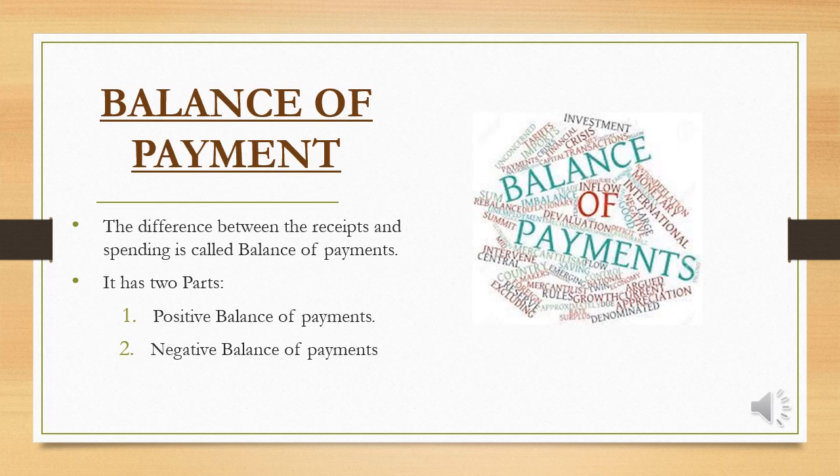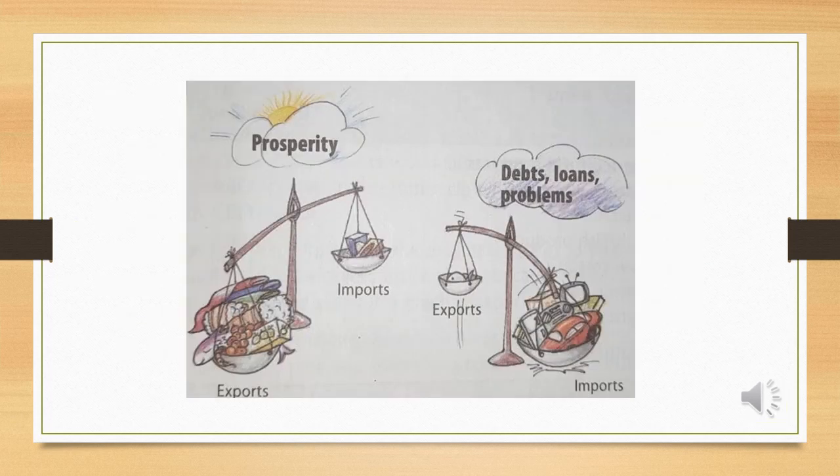Balance of payment. The difference between the receipts and spending is called balance of payments. It has two parts: positive balance of payments and negative balance of payments. This picture depicts balance of payment. Just as ordinary families try to spend less than they earn, so do countries. If an ordinary family earns more than it spends, it can put its savings in a bank or savings account.